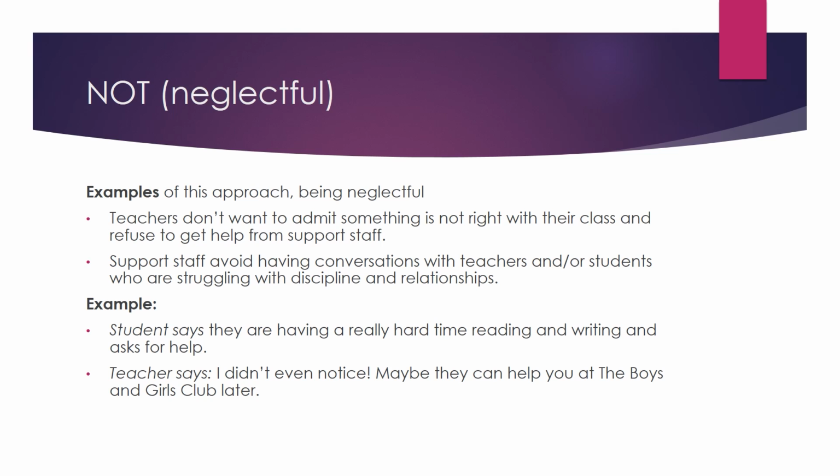Examples of not or neglectful approach include teachers who don't want to admit something is wrong with their class or refusing outright help from support staff. Another example would be support staff members avoiding the teacher in class entirely, leading to further struggles with discipline and relationships. Further examples include when students say they are having a really hard time and ask for help. The teacher responds, "I didn't even notice. Maybe they can help you at the Boys and Girls Club later."